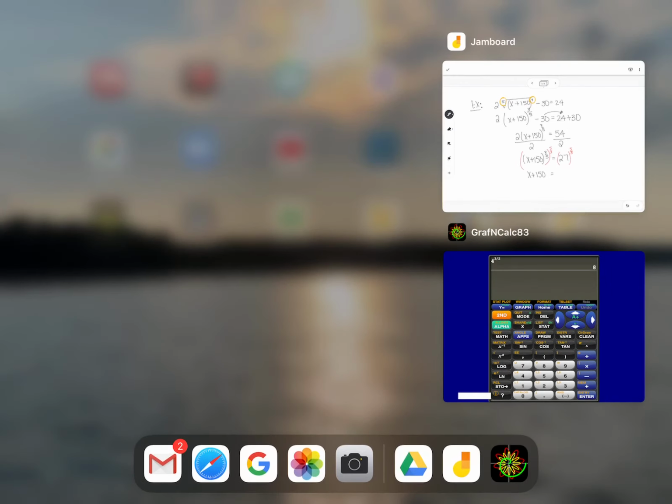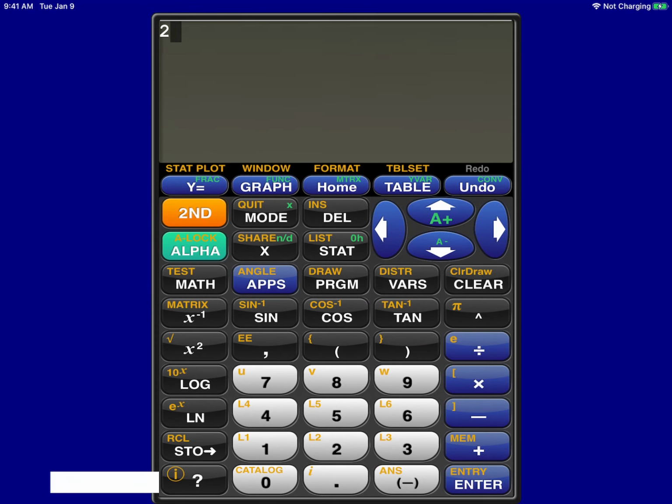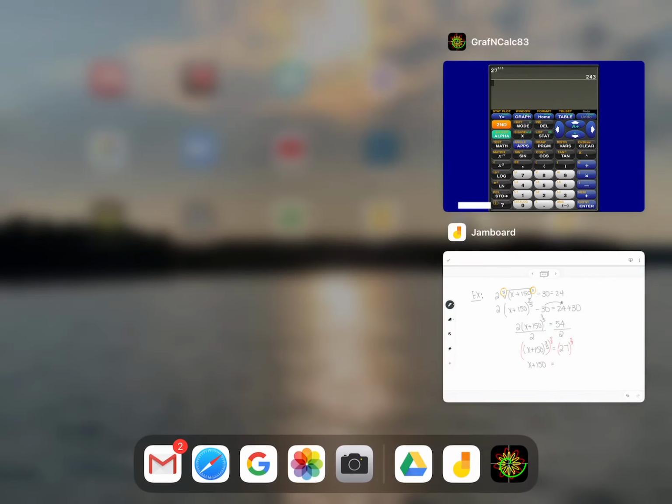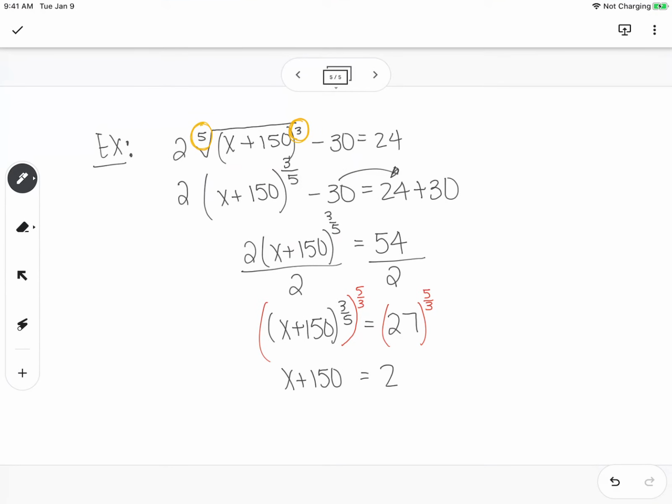I need my calculator here, so I'm going to put in my calculator 27 raised to the 5/3 power. And I get 243. Now to solve, you're going to subtract 150, so x equals 93. And this is not a square root problem, so I don't need to worry about checking that answer. It'll work. All right, so that is how you solve rational exponent equations.